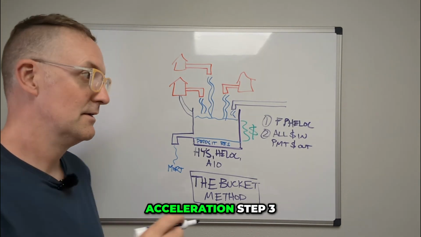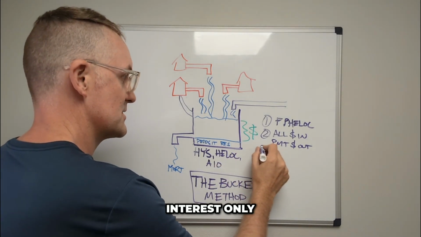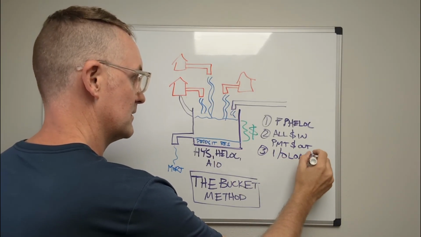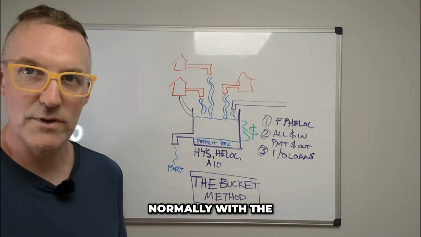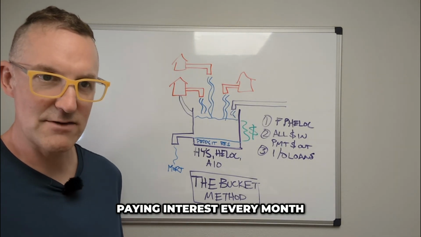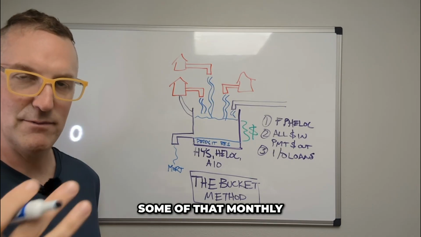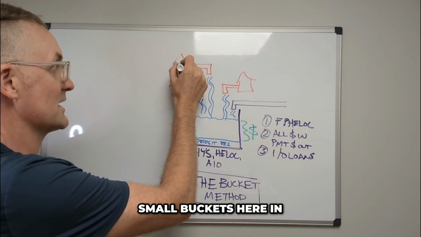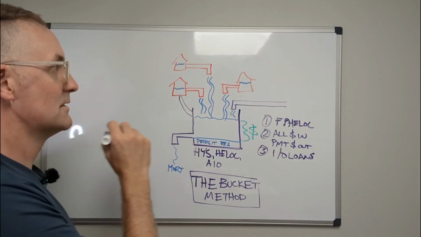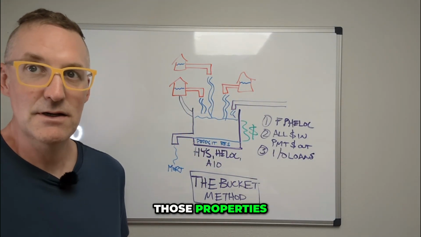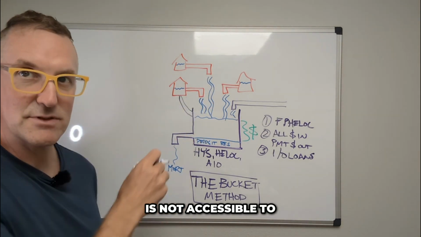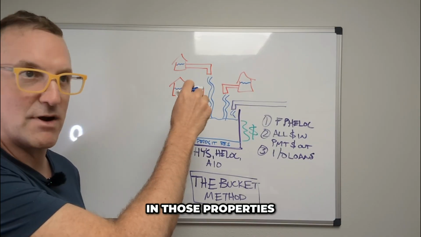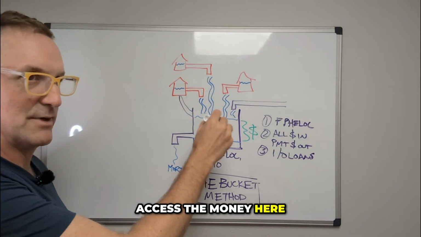Acceleration step 3 is to utilize interest-only loans on your other property. So normally with the mortgage, you are paying interest every month, but you are also building equity. Some of that monthly payment goes to building equity in each property. So you need to have small buckets here in which you are building up equity in each of those properties. That's great, but money is not accessible to us here. You have to use a HELOC or some other way to refinance to get the money in those properties, whereas we know we can access the money here.